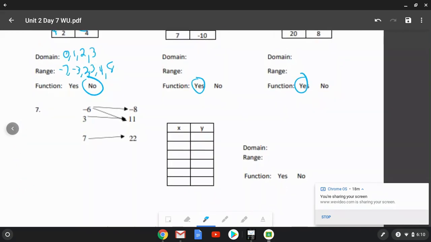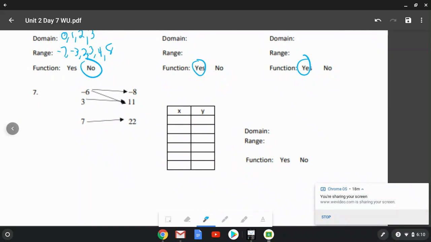And then number 7 is similar to what we did on the front of this. So we have -6 goes to -8. We have -6 going to 11. We have 3 going to 11, and 7 going to 22. So my domain would be -6, 3, and 7. That's kind of an ugly 7. Most of my stuff is, though. And then my range is -8, 11, and 22.